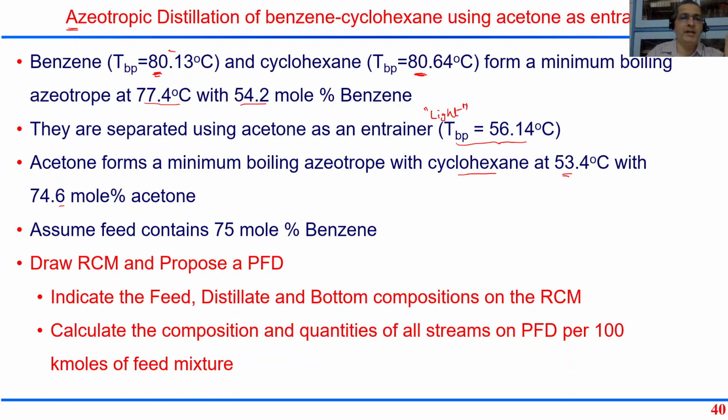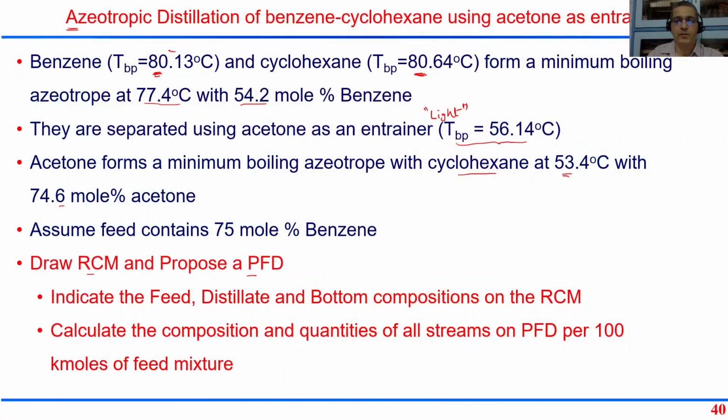Okay, so assume that the binary feed contains 75 mole percent benzene and 25 mole percent cyclohexane. I would like you to draw a residue curve map and propose a process flow diagram, indicate the feed, distillate and bottom compositions on the residue curve map, and calculate compositions and quantities of all streams on the process flow diagram per 100 kilomoles of the feed mixture. Okay, pause the video, think about how you would like to do this. Pause the video, do it for yourself, then only go forward. Attempt it yourself. Only if you have attempted it yourself will that improve your thought process and help you to decipher how it is to be done.